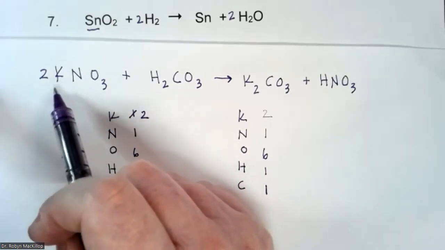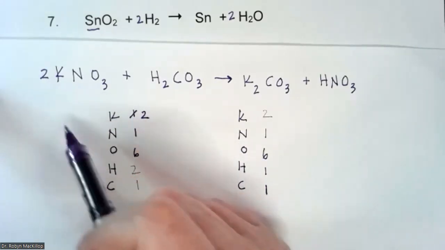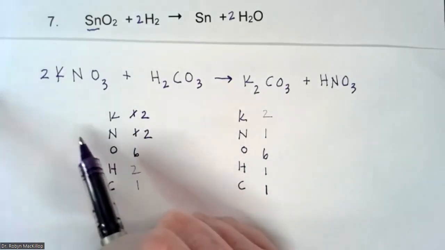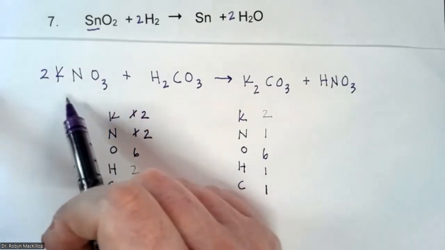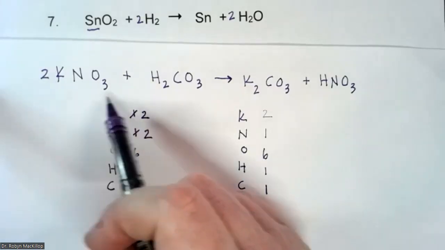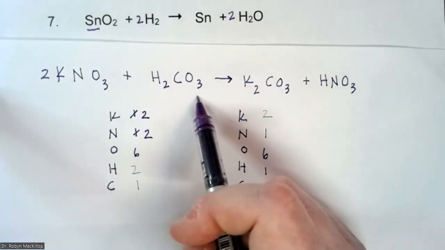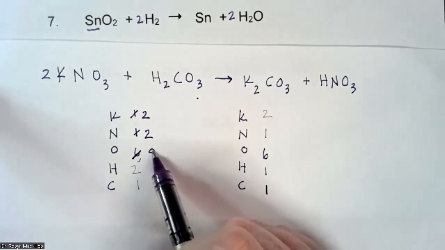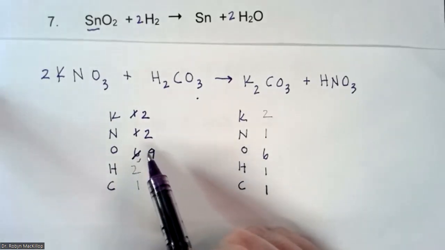So how many N's do we now have? 2 times 1 equals 2. Perfect. And how many O's do we have on this one? 6 plus 3. So we now have 9.